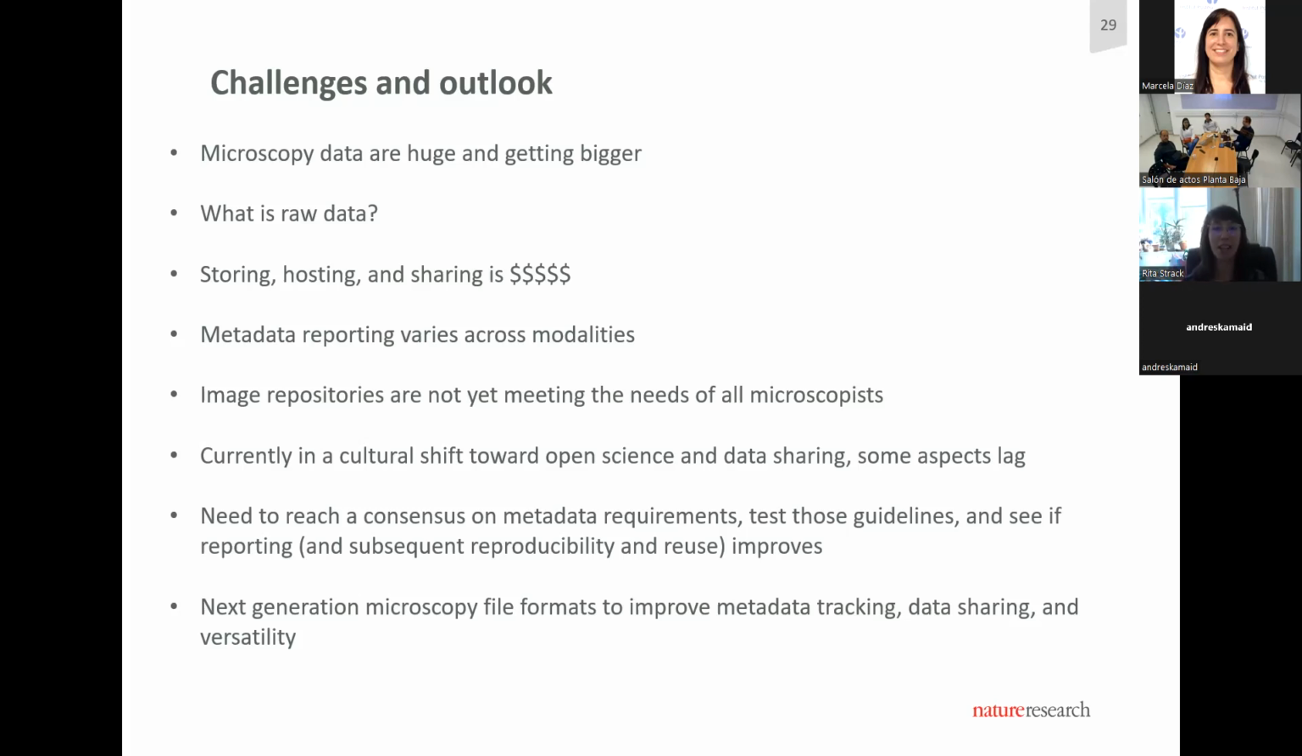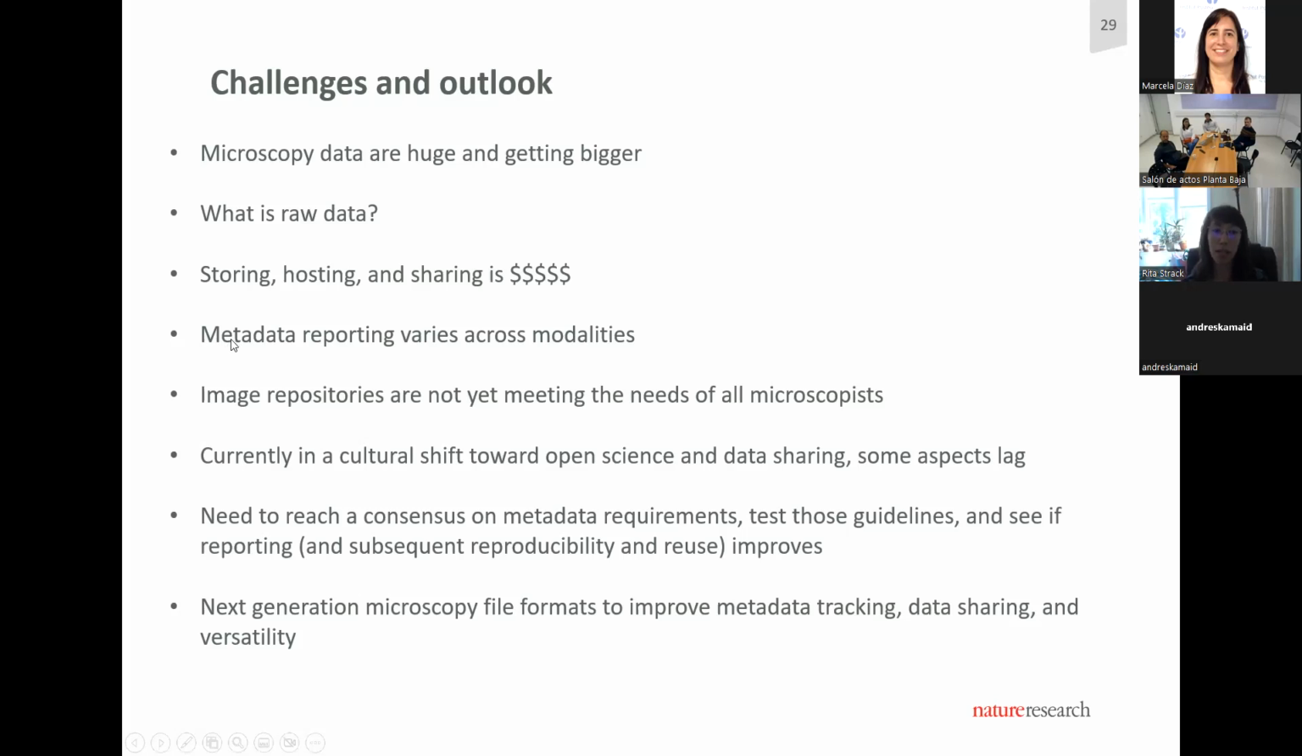I think there's an ongoing question in microscopy that is not a great topic for today, but it's interesting to chew on: what exactly constitutes raw data? What do we need to be storing? What do we need to be sharing? I think that's an interesting topic that will affect this community. Storing, hosting, and sharing these data are becoming more and more expensive. Who's going to cover that cost? What are the minimum needs for sharing and reuse?